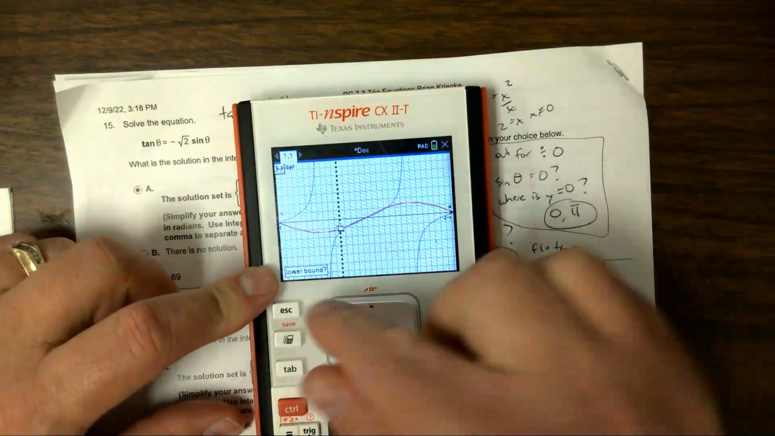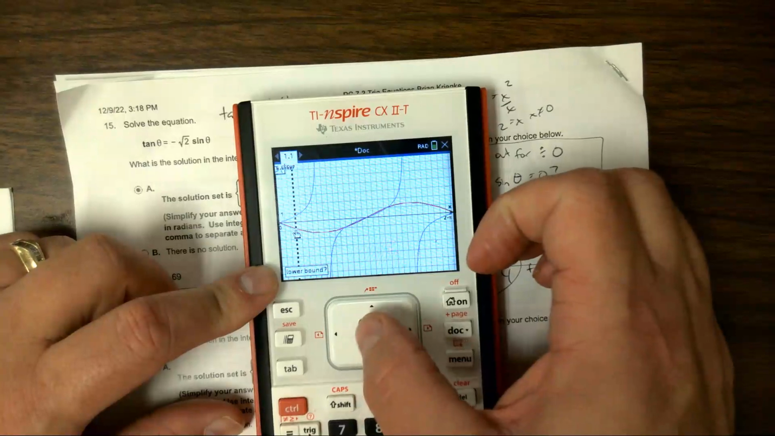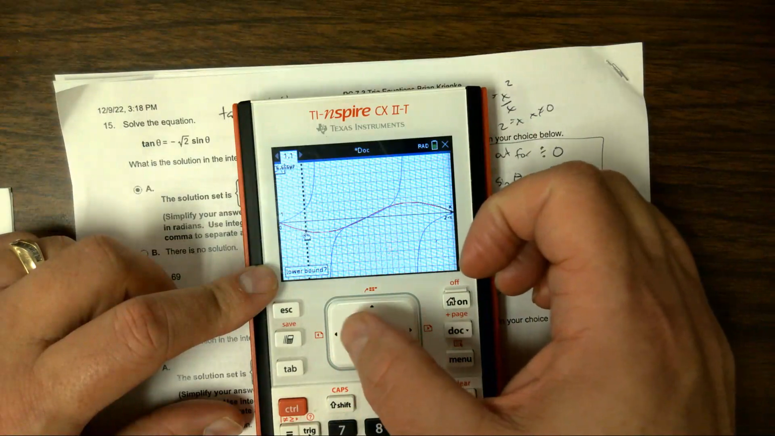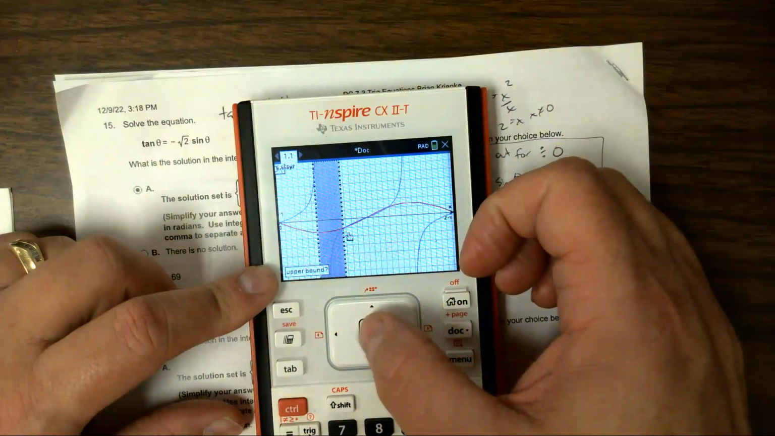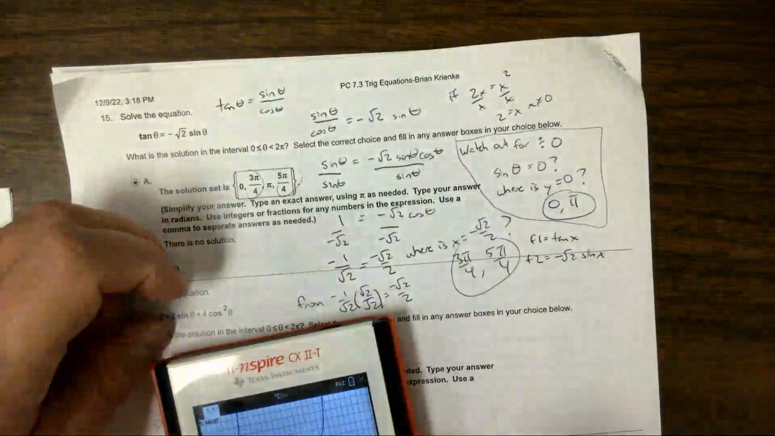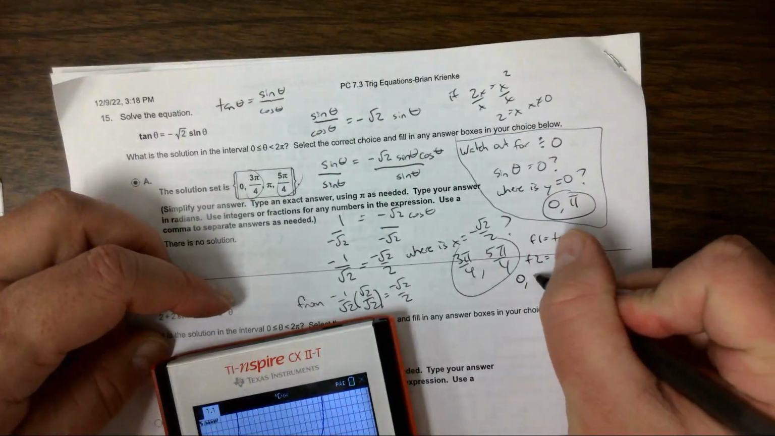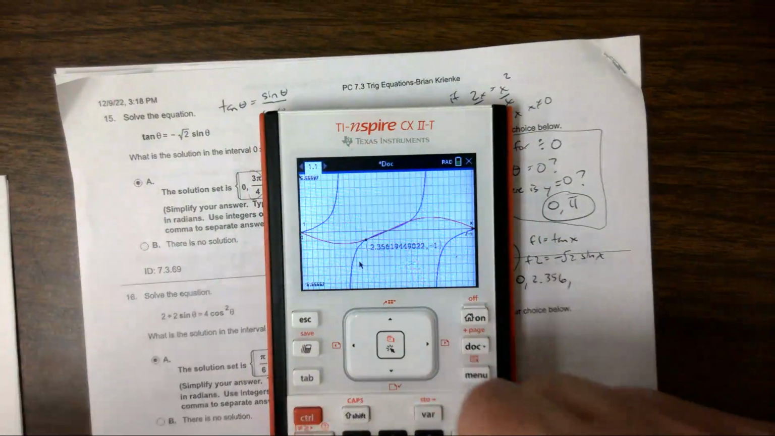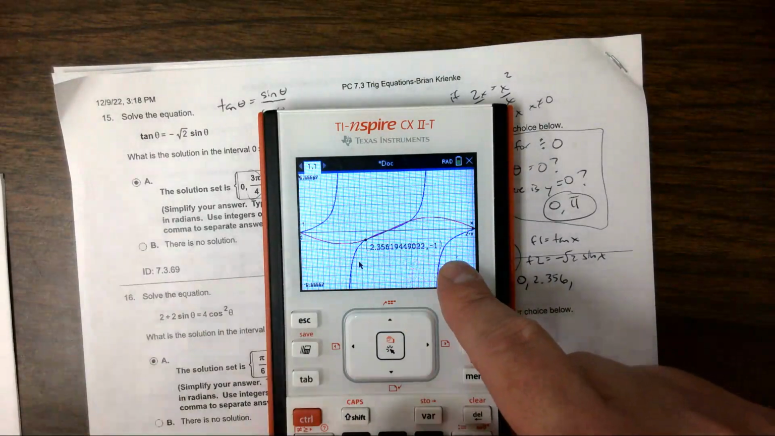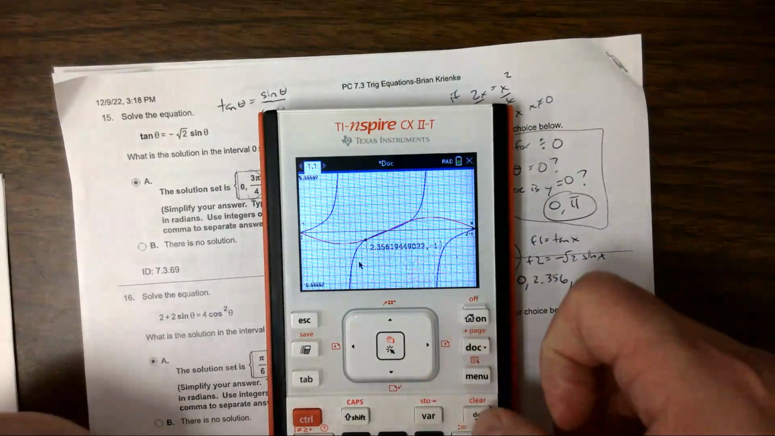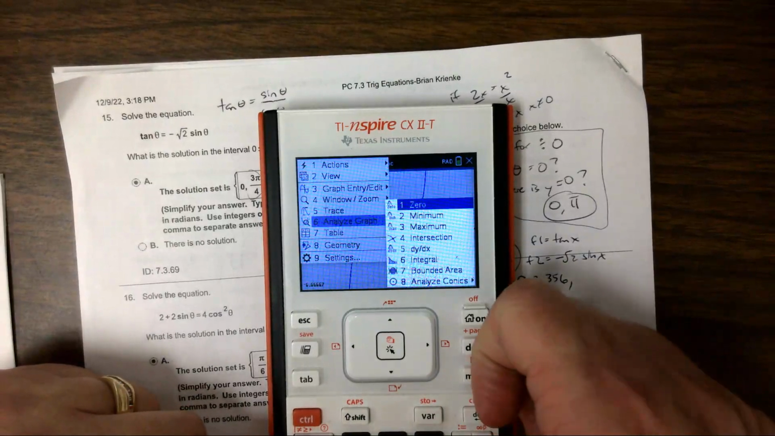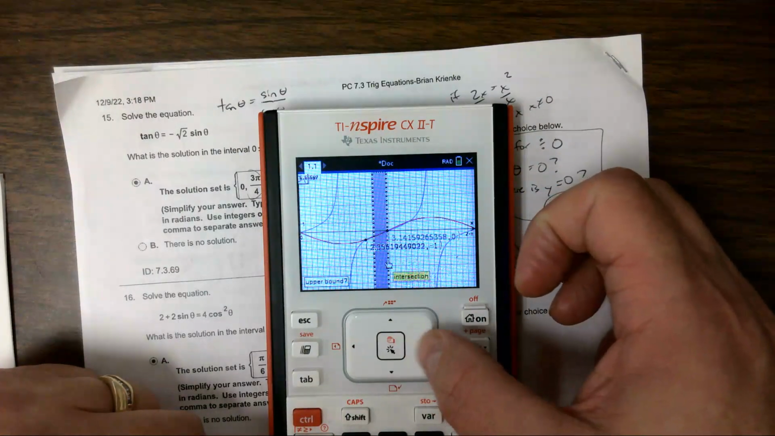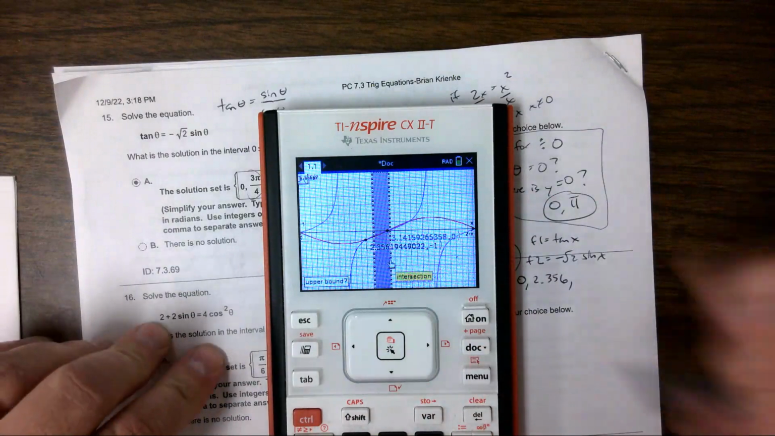Intersect. Now when it says lower bound, it means left. In this case, I can't really do it because it's 0. But here's another one. So my answers were 0, 2.356. Where else? Again, I don't care about the y answers, I care about the x answers. Oh, there's one at pi, 3.14.